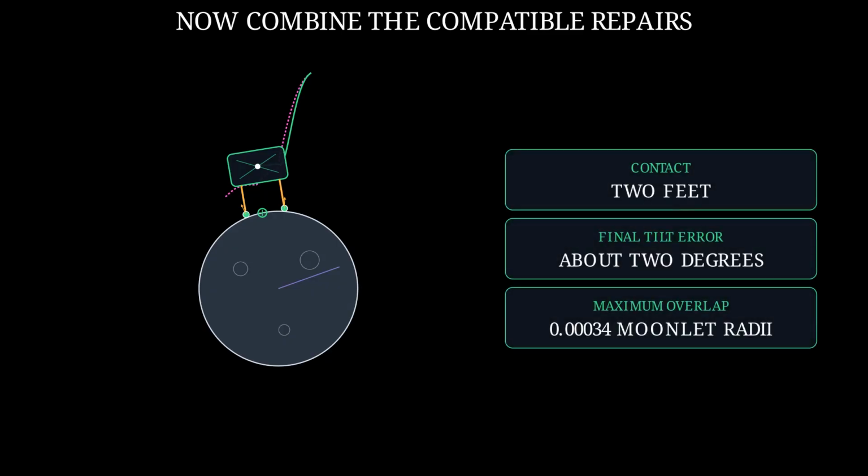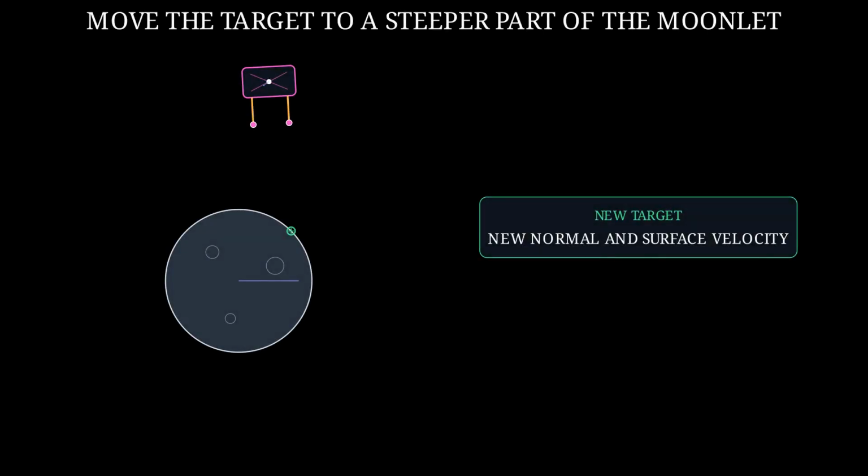No single magic equation selected this outcome. The successful landing is the joint consequence of the initial state, the force laws, the contact rule, and the numerical update. The first landing succeeds near the top of the moonlet. Now, we move the green target to a steeper part of the same rotating surface.